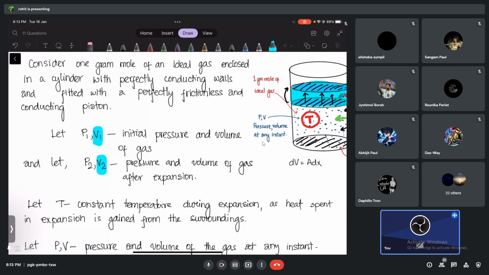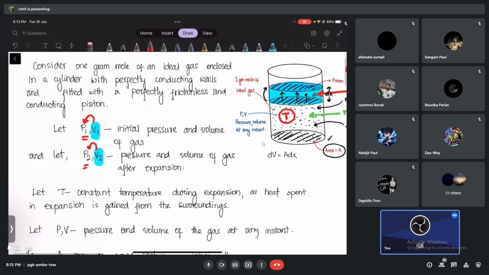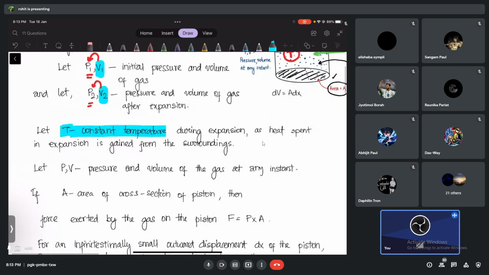And when the initial volume was V1, at that moment the pressure is P1. And when the final volume is V2, the pressure is P2 after expansion. Of course it is isothermal, so T is constant. I'll send you these notes so you can go through. And P and V will represent pressure and volume at any time in between, also in the initial position, any time you want to talk about, you can just use P and V as well, okay.